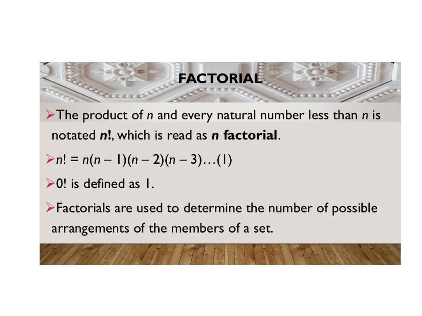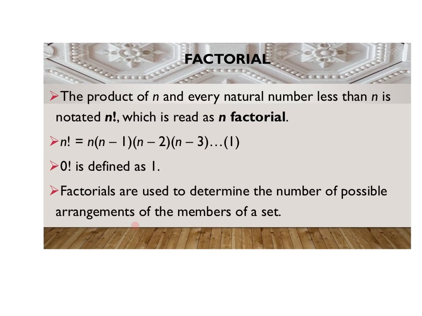The product of n and every natural number less than n is denoted by an exclamation point. This is called n factorial. The definition of n factorial is n times n minus 1 times n minus 2 times n minus 3, all the way down to 1. By definition, 0 factorial is 1.